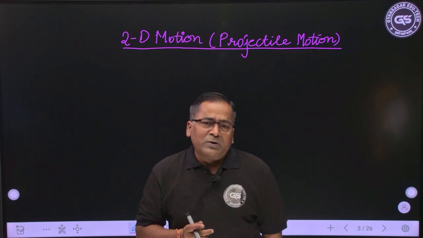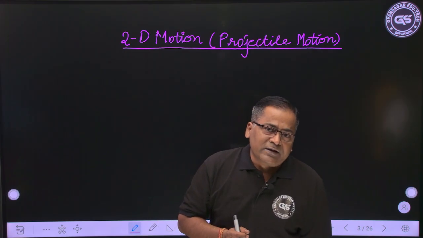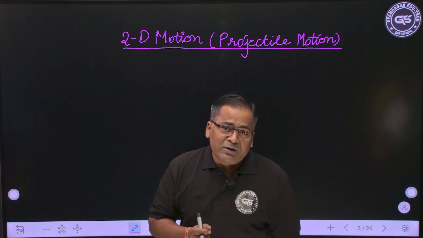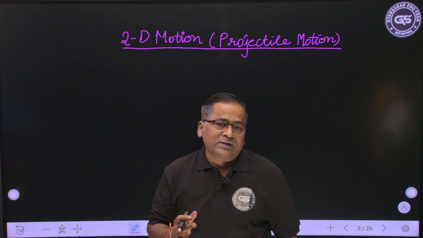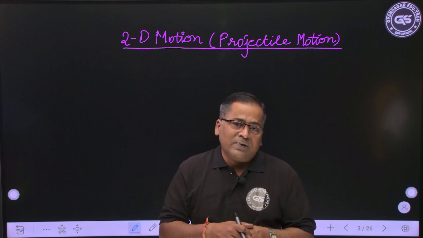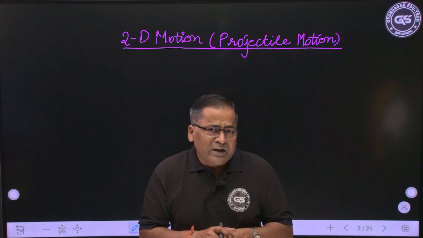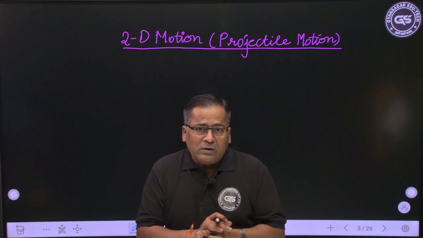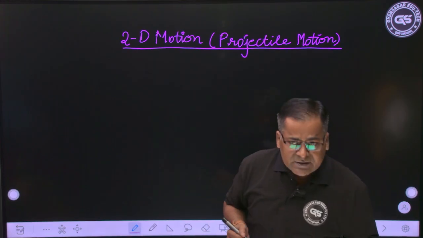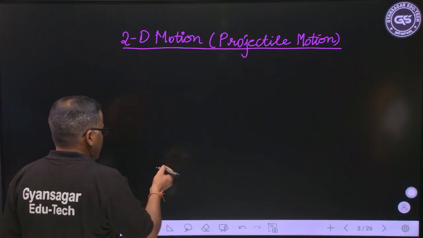So today I am going to take a topic which is a very interesting topic actually, from the point of view of starting of physics, application of vectors. So the topic is two-dimensional motion and projectile motion. So how to start the topic? First, I will take an example.